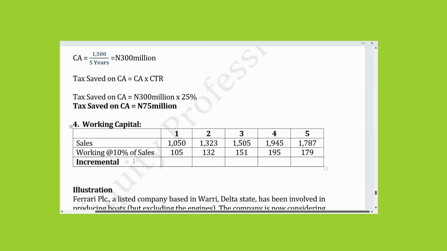The first thing you need to do is to determine the amount of the working capital, then you determine the increments. So, incremental working capital now. The first year working capital is 105. 105 has increased to 132. What's the difference? 27. 132 to 151, what's the difference? 19. 151 to 195, what do you have? 44.